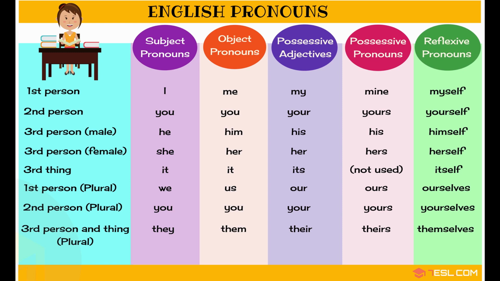Okay, so today we're going to look at the English pronouns. There are 5 columns here. We have the subject pronoun, object pronoun, possessive adjectives, so this is an adjective, possessive pronoun, so this is a noun, and the reflexive pronoun.